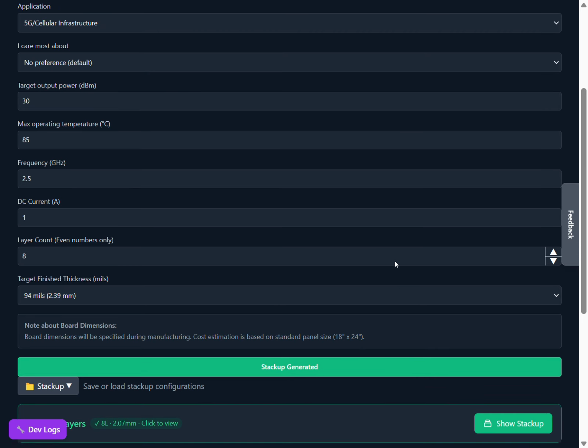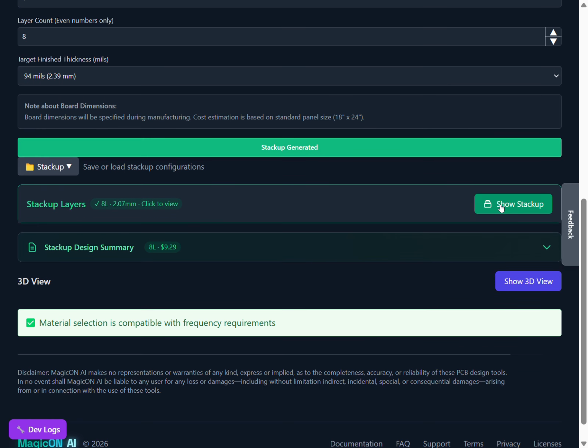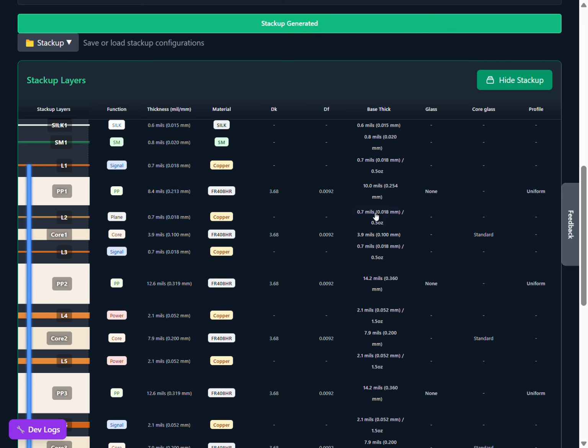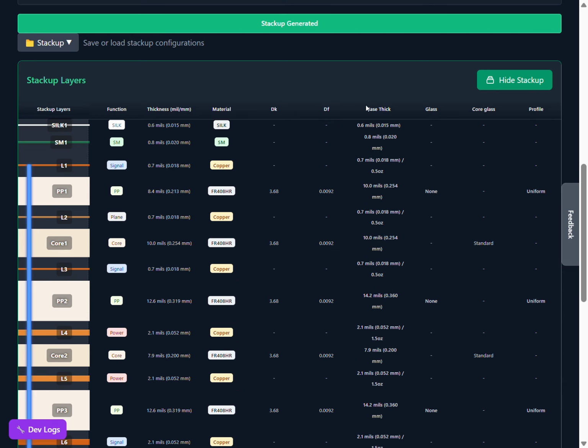The impedance calculator in the tool lets you pick your signal and reference layers from the stackup. Select outer plus ground for microstrip or inner plus two planes for stripline, and it computes trace width for 50, 75, or 100 ohms at your operating frequency.